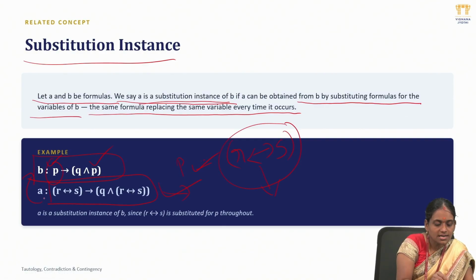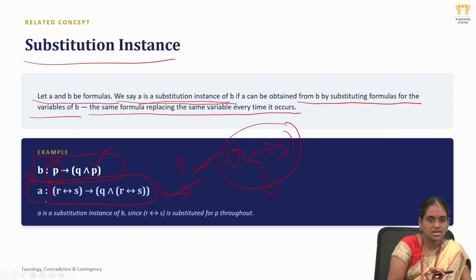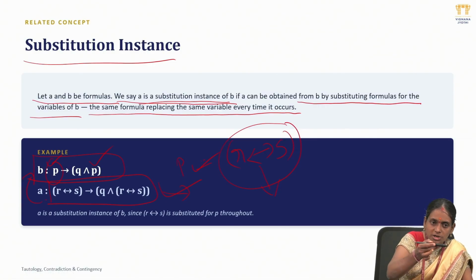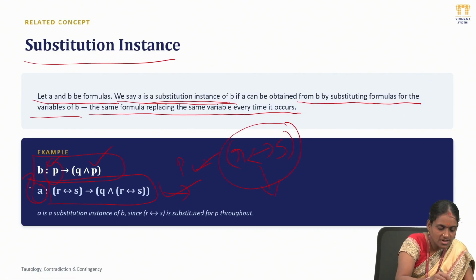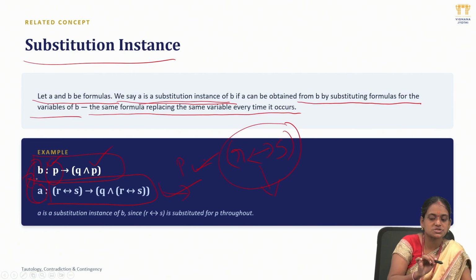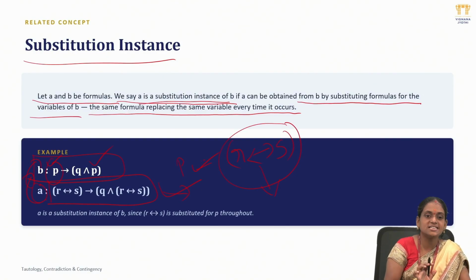We are going to call this a substitution instance of B. Not B is a substitution instance of A, because we got the new formula A after replacing this P by R conditional S. Then we are going to call A a substitution instance of B. The variable in which you are replacing the corresponding formula, for that formula we are going to call it a substitution instance.